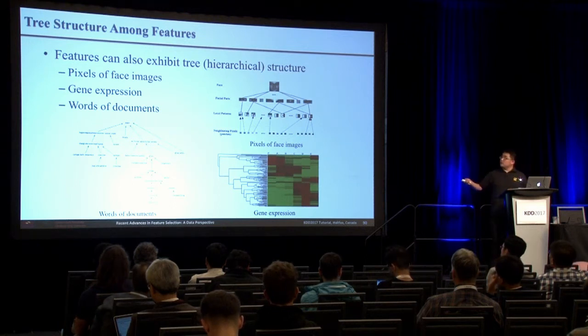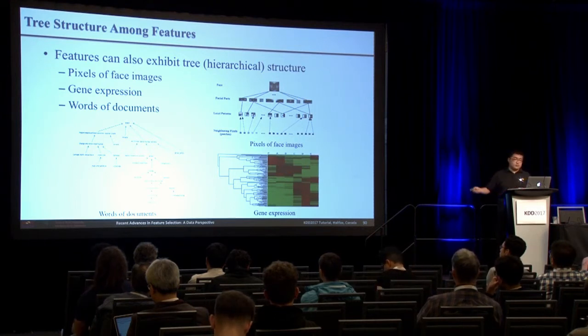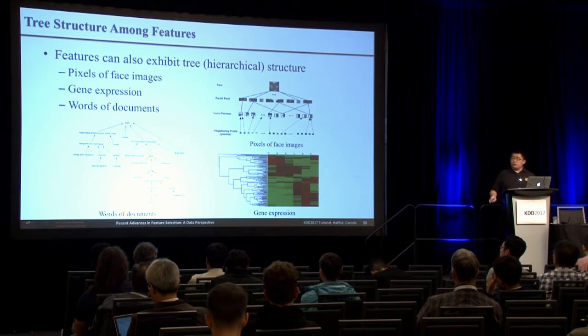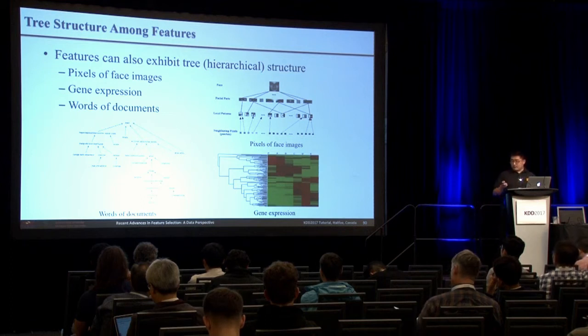Then the different facial parts can be continuously divided into some local patterns. At the bottom level, each individual pixel is a leaf node of the tree. Some other examples can be the organizations between the genes and the words, and so on and so forth.